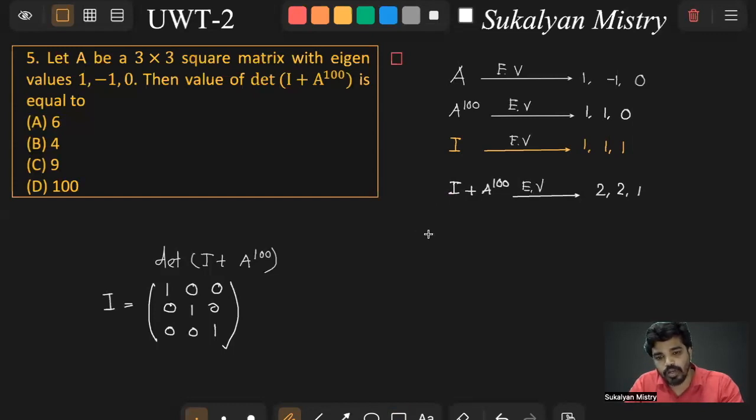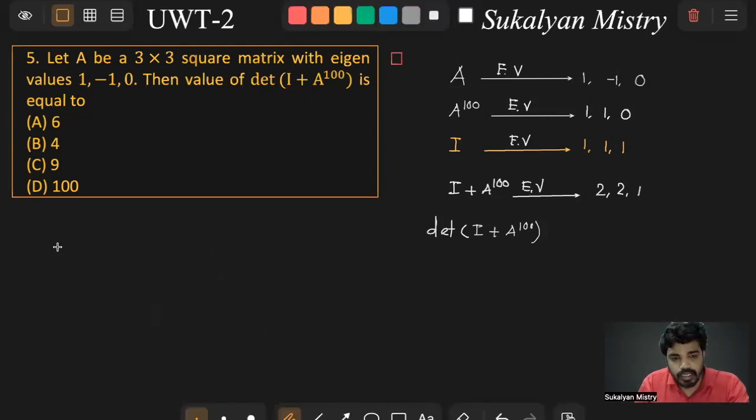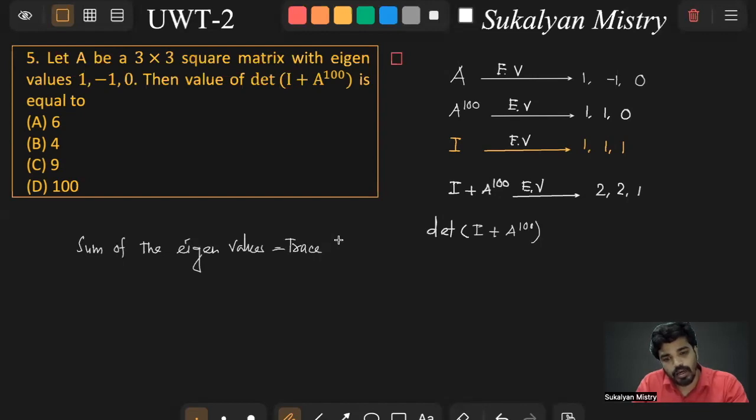So we have to calculate determinant of I plus A to the power 100. So we know that determinant of A is equal to the product of the eigenvalues. That is very, very important. Note down these two results. What are the results? Sum of the eigenvalues is equal to trace of the matrix.